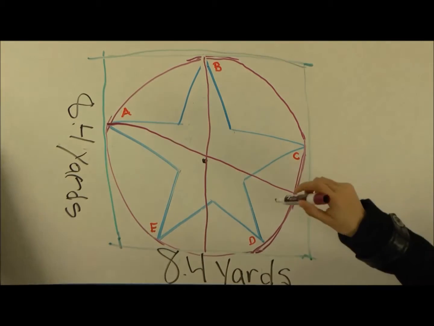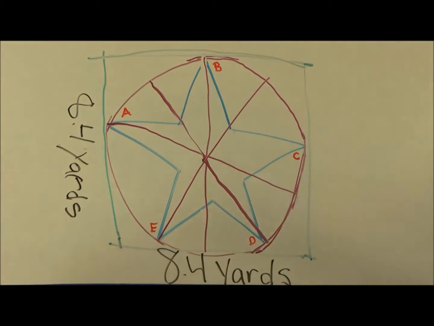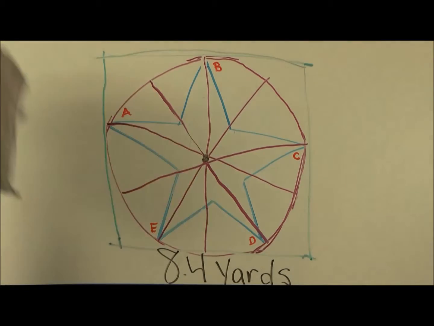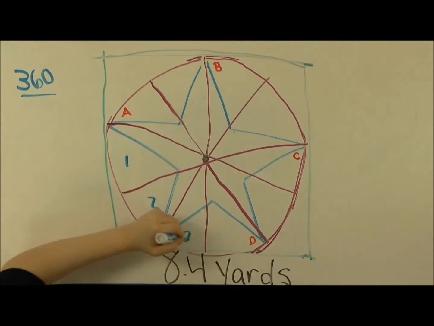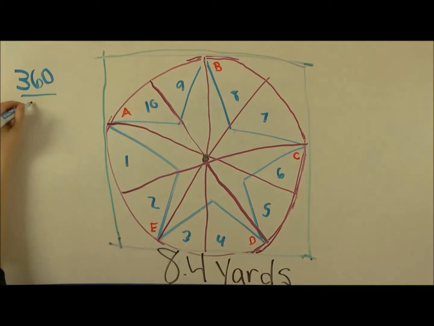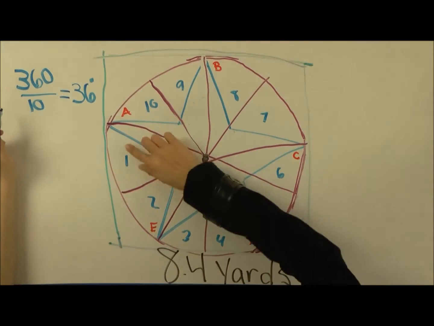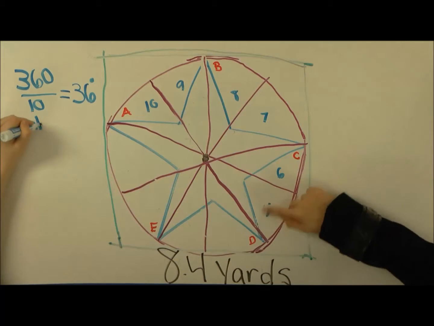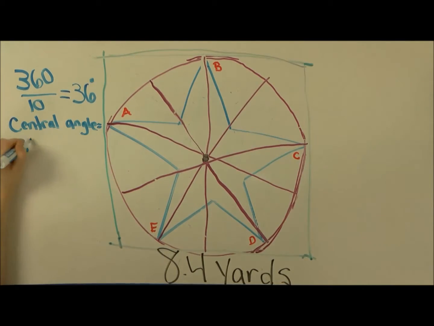We're now drawing 5 diameters on the circle, which splits it up into 10 equal parts. By doing this, our goal is to find the central angle. To find the central angle of the circle, you have to divide 360, which is the degrees of the circle, by 10, which is how many parts are in the circle. Doing this, we find the central angle to be 36 degrees. So each of these points, 1, 2, 3, 4, 5, 6, 7, 8, 9, 10, is 36 degrees.